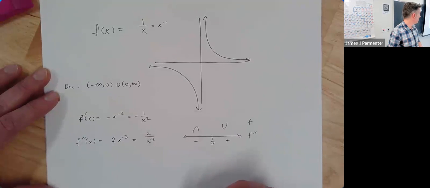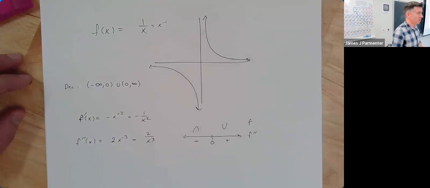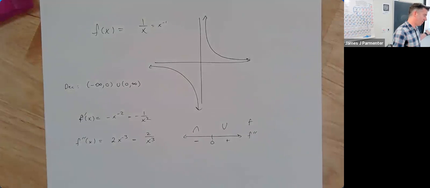Do I have an inflection point at 0? Look at the graph. Is there an inflection point at 0? No. What do we have at 0? Vertical asymptote, which denies everything else. So no inflection point, even though the concavity changes, because the function isn't defined at 0. Cool.